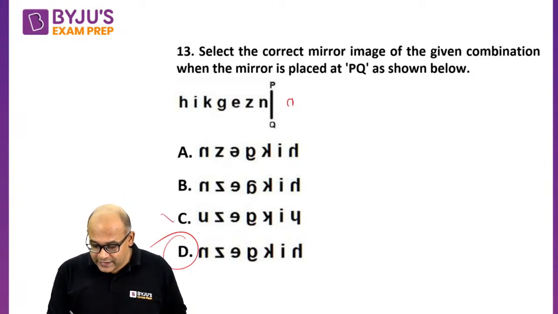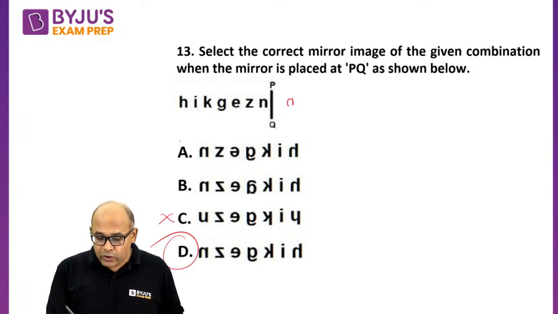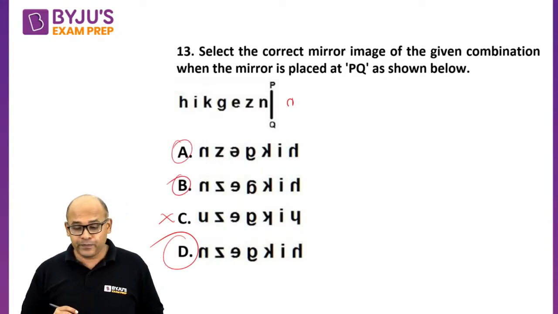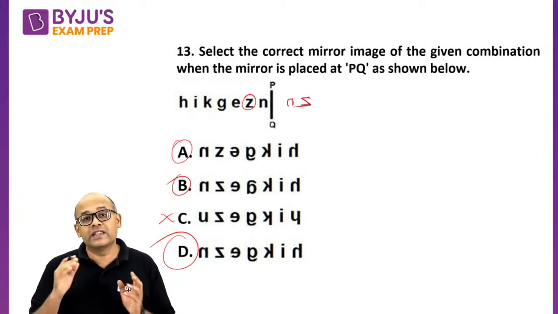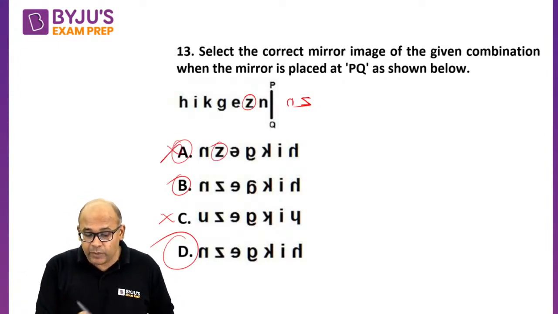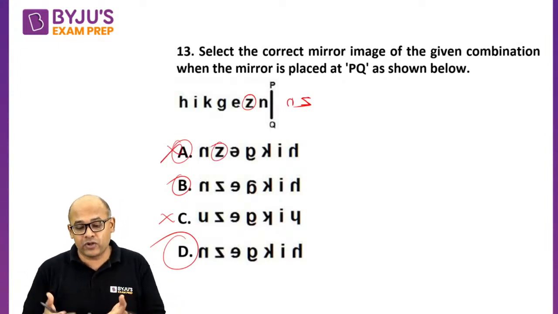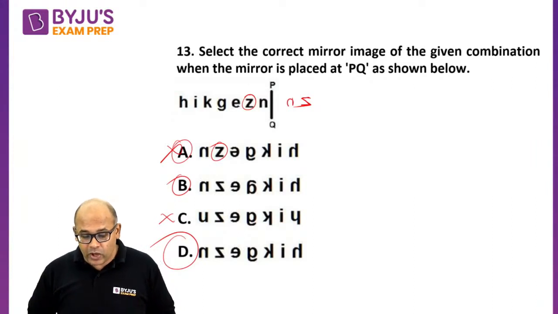So you can see this is U, so it is not correct. Could be A, B or D as of now. Now the second one should be Z. Z mirror image will be in this fashion. So Z will change. So the correct Z cannot be correct, right? The correct Z should not be written. So that eliminates option A.